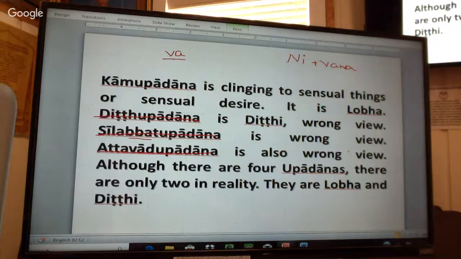So Attavadupadana is, by aggregate, we think there is a soul, sometimes same, sometimes different. That kind of wrong view we call Attavadupadana.